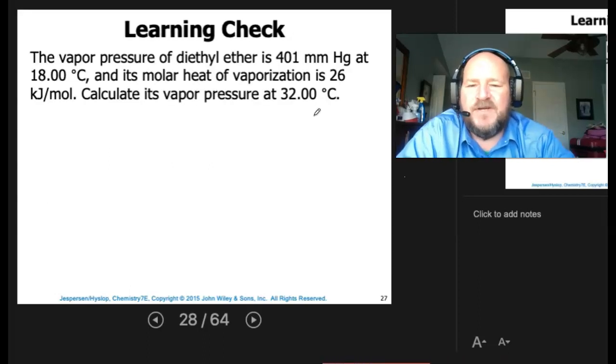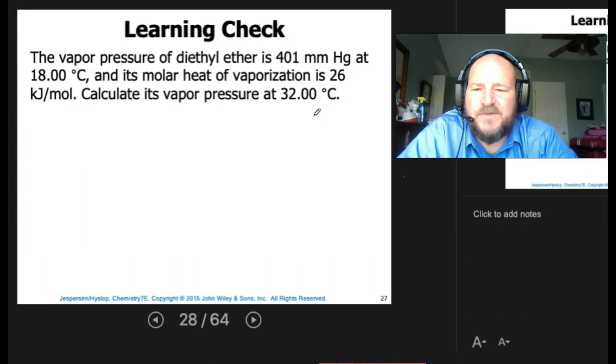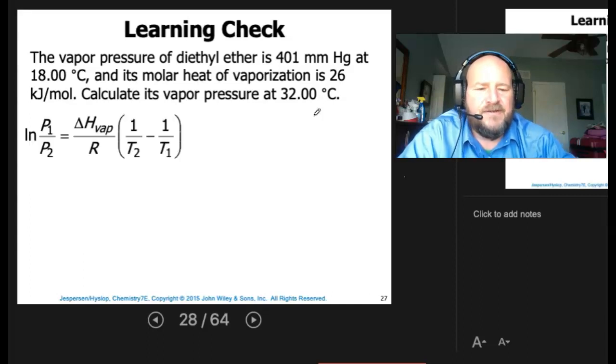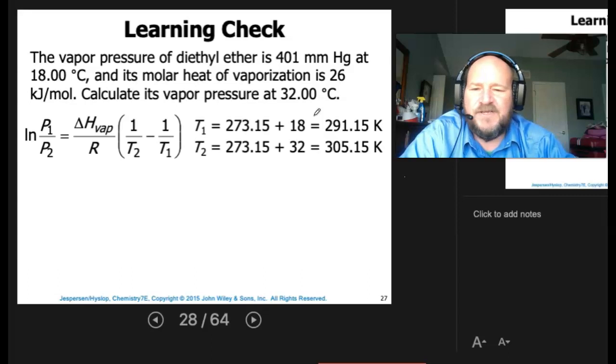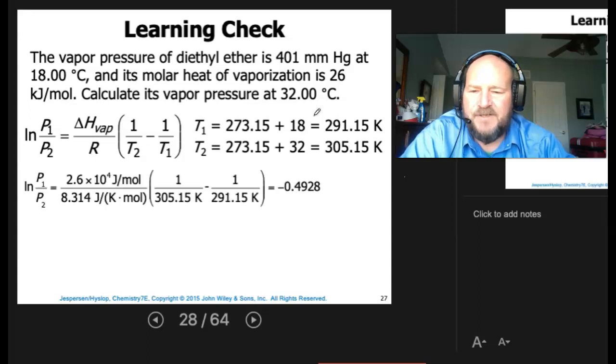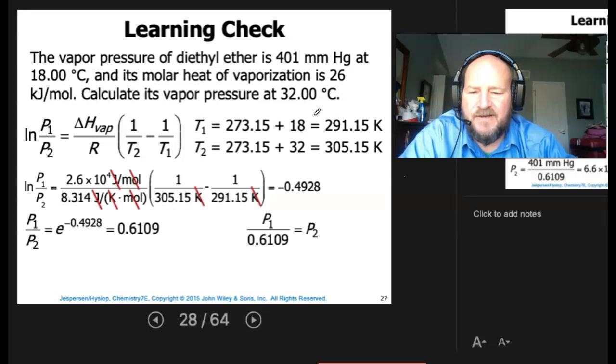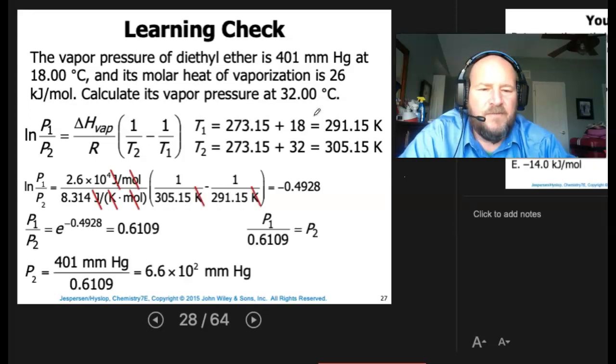Let's see, the vapor pressure of diethyl ether is 401 millimeters of mercury at 18 degrees C. Its molar heat of vaporization is 26 kilojoules per mole. Calculate the vapor pressure at 32 degrees C. Again, this would be plug and chug. I wouldn't expect too much of this to be on your test though. We have a lot of bonding to be on this next exam, so that's what you probably want to be prepared for. Hopefully you can run that through your calculator and come up with that.